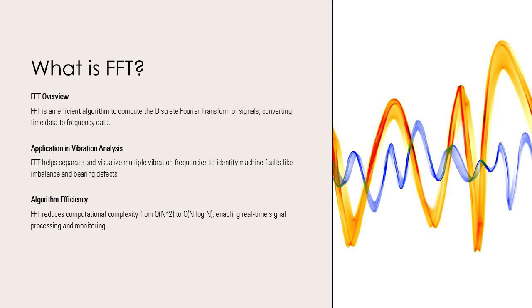FFT works by breaking down a signal into sinusoidal components, each with a specific amplitude and phase. This decomposition provides a clear picture of how energy is distributed across different frequencies. The algorithm is highly efficient compared to traditional Fourier transform methods, reducing computational complexity from O(n²) to O(n log n), which is crucial for real-time monitoring applications. Understanding FFT is fundamental for engineers who need to interpret vibration spectra and diagnose machinery health accurately.